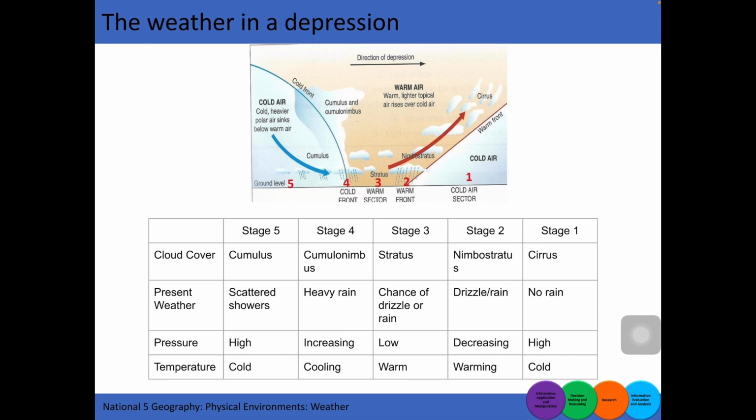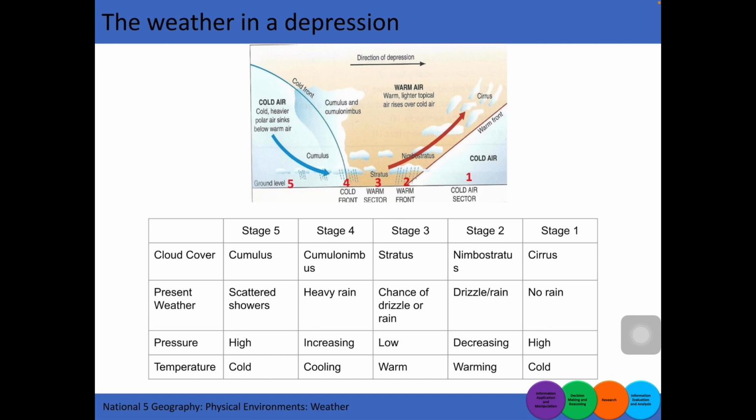So once again, at stage 1, we have cirrus clouds that are high and wispy in the atmosphere. They are going to bring no rain. In cold air, the pressure is relatively high. So think of all those cold atoms densely packed together, giving a high pressure. And the temperature is obviously cold. You're in a cold air sector, temperature is cold.